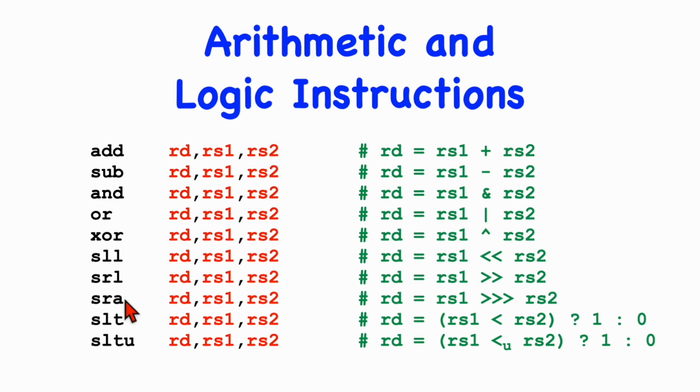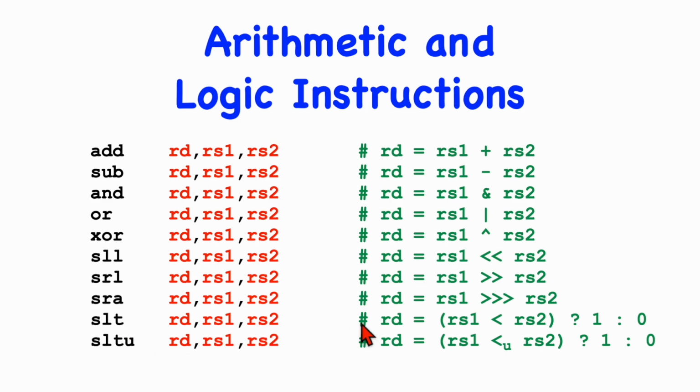And with the shift right arithmetic, we duplicate the sign bit into all of the vacated bits in RS1. So shifting left can also be used for multiplying by a power of 2, and shifting right can be used for dividing by a power of 2. If we've got unsigned values, we use shift right logical, and if we've got signed values, we use shift right arithmetic. We've also got a set if less than and set if less than unsigned.